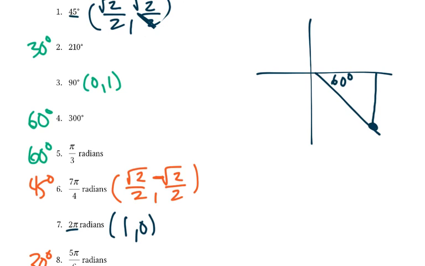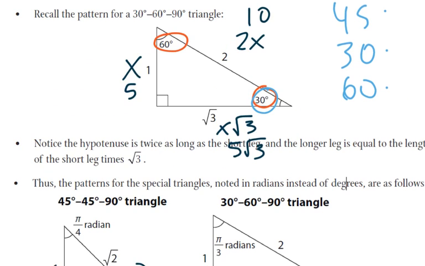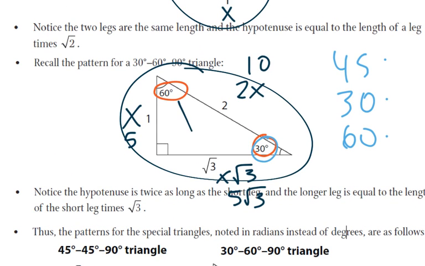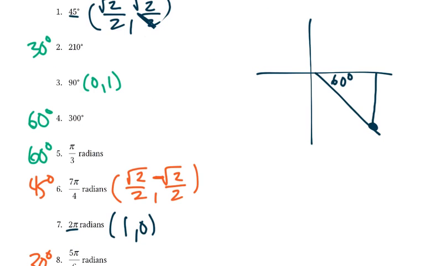Okay, so for a 60-degree angle, the side opposite is x root 3, the adjacent side is x, and the hypotenuse is double. That can help us, because the hypotenuse we know is 1, since we're dealing with the unit circle. So the shorter side, the side opposite the 30, is going to be 1/2, which means this side is 1/2 times the square root of 3, or square root of 3 over 2.